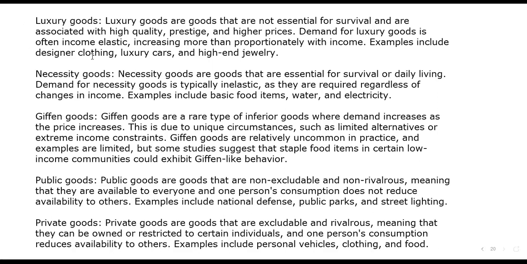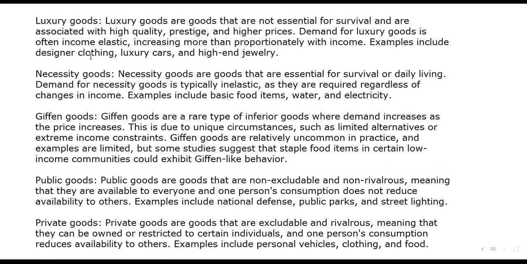Giffen goods are a rare type of inferior goods, where demand increases as their price increases. This is due to unique circumstances, such as limited alternatives or extreme income constraints. Giffen goods are relatively uncommon in practice. Examples could be unlimited. We can talk about Giffen goods depending on where you come from. Some say Giffen goods could be cassava, others potatoes and rice. So this study is still ongoing.